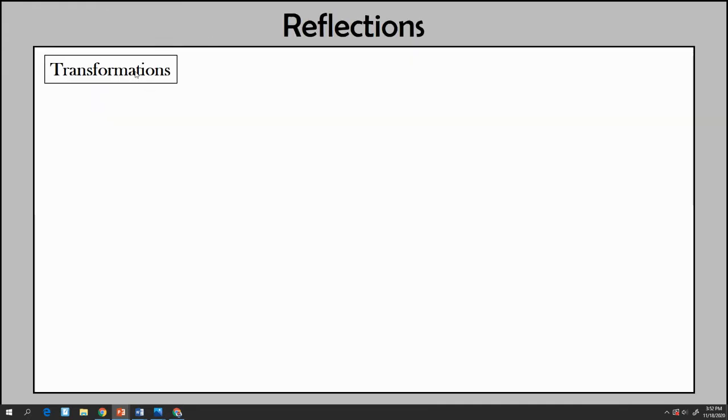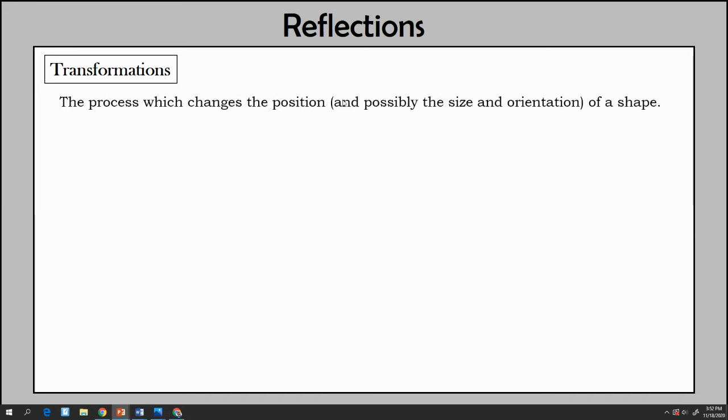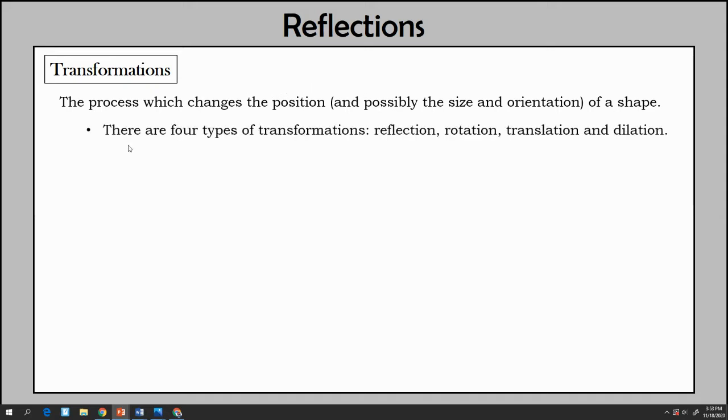Okay, so first of all, what is a transformation? Well, a transformation is the process in which we change the position and possibly the size and orientation of a shape. And this takes place on the coordinate plane. It doesn't have to be on a coordinate plane strictly, but that's where we're going to work with it primarily. All right, there are four types of transformations. There's reflections, rotations, translations, and dilations.